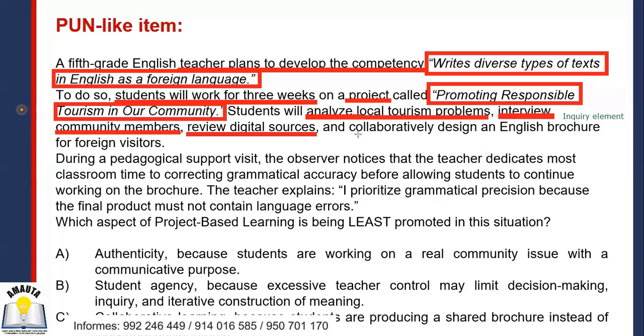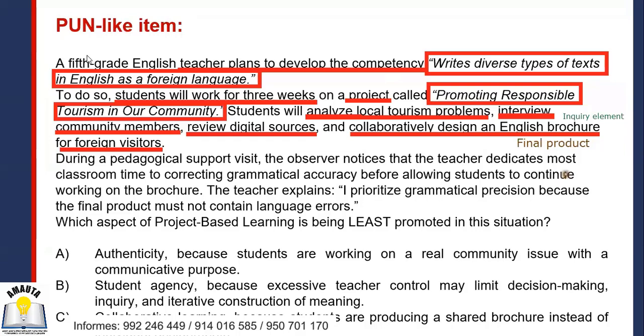An English brochure for foreign visitors. Okay, here we have the product, right? They will produce this final product in this project. All right. It is aligned to the teacher's purpose for this 3-week project, right? Well, we continue. Okay, we have 2 answers on the chat box.